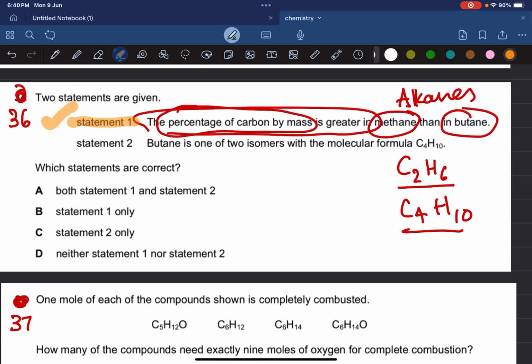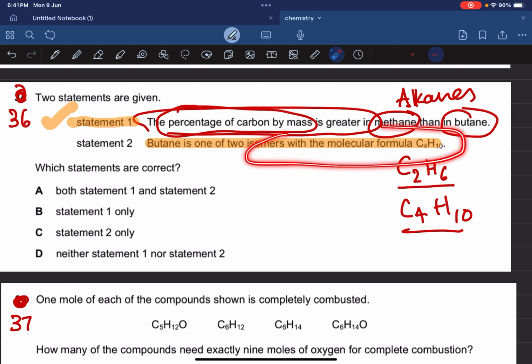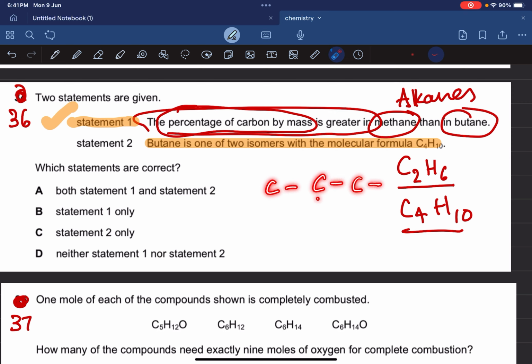Statement 2: butane is one of the two isomers with the molecular formula of C4H10. Let's draw it. It is correct. Butane is one of the two isomers. You can make two isomers with the formula of C4H10.